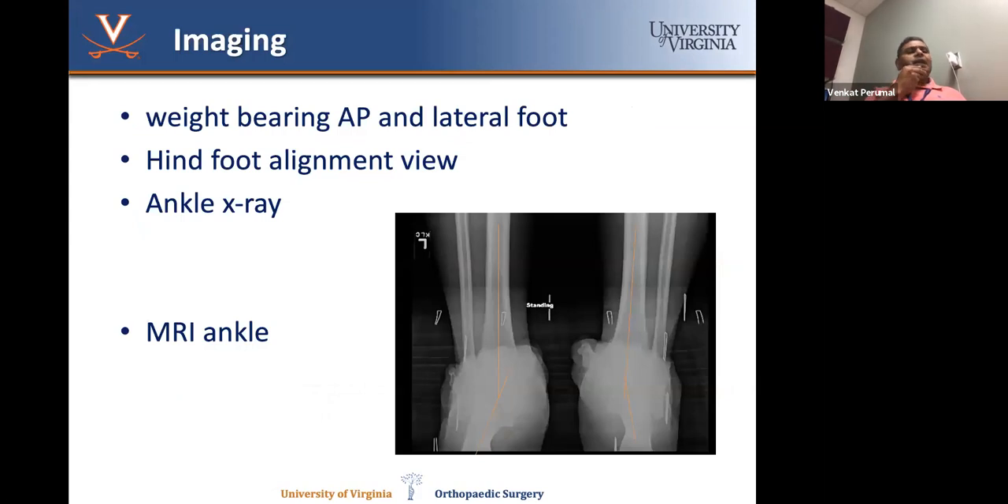Once we clinically examine, we do the imaging. Mostly it's an X-ray, AP and lateral of the foot, and we usually take the hindfoot alignment view as well, which is called the Saltzman view. This is the view right there in the X-ray, showing the long axis of the tibia and the long axis of the calcaneus. We rarely need an MRI. MRI is usually to see if there's any rupture of the tibialis posterior tendon. It is not commonly necessary to diagnose this flat foot.